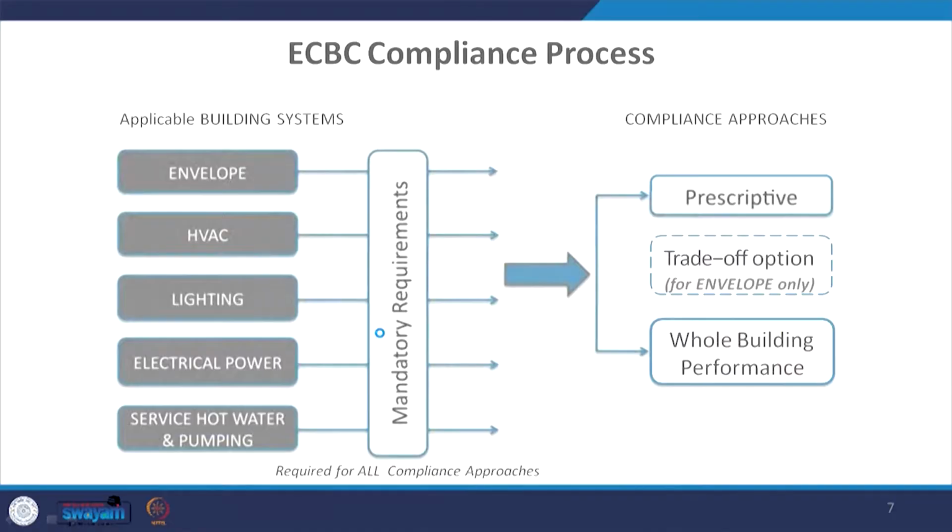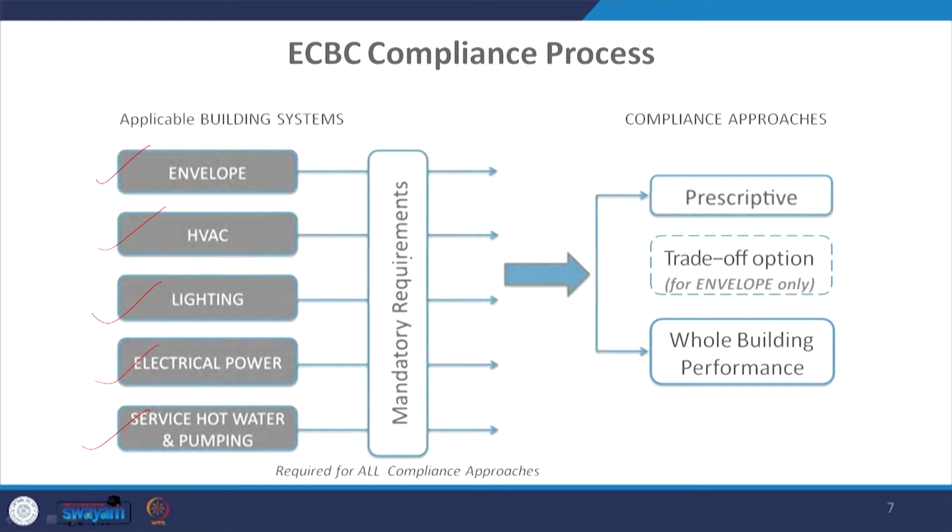So, this is to summarize the ECBC compliance process. We have looked at the different applicable building systems: envelope, HVAC, lighting, electrical power and service, hot water and pumping. So, we have minimum mandatory requirements for each one of these.